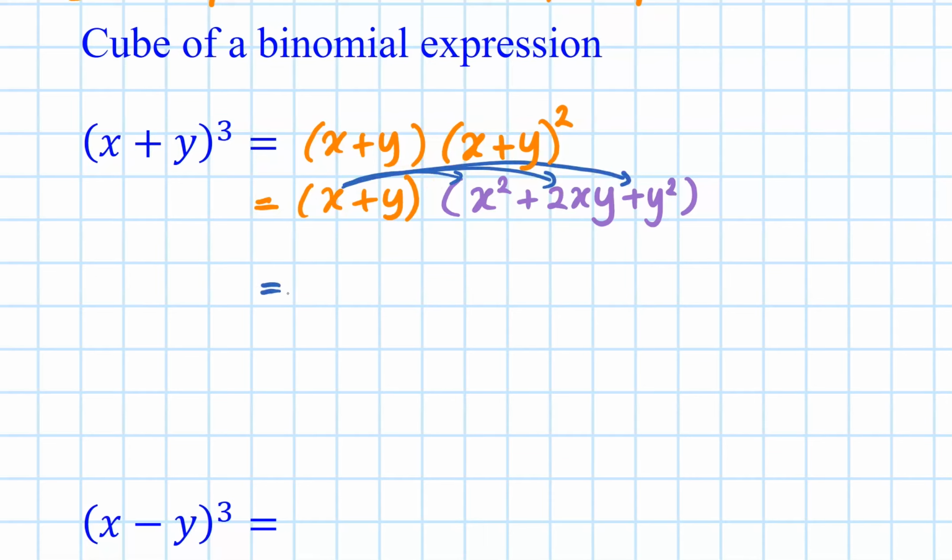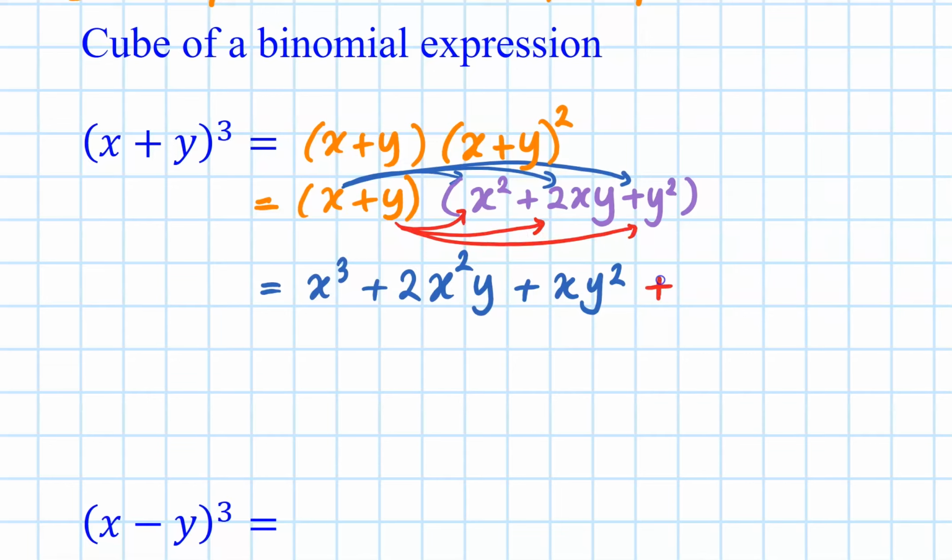Let me write that in blue. X times x squared, x cube. X times 2xy. There are 2 x's multiplying each other, 2x squared y. X times y squared, x y squared. And then we have y goes on to each of these.